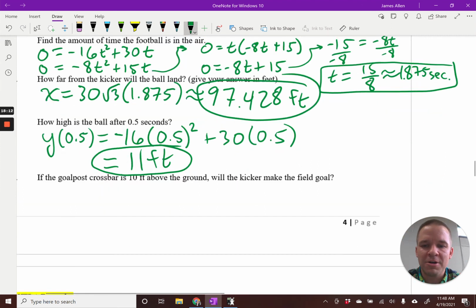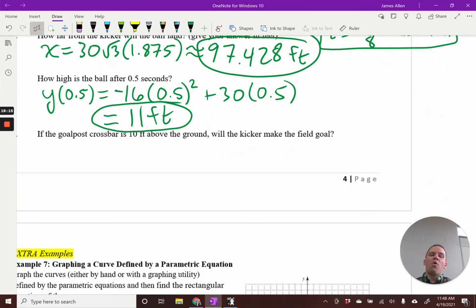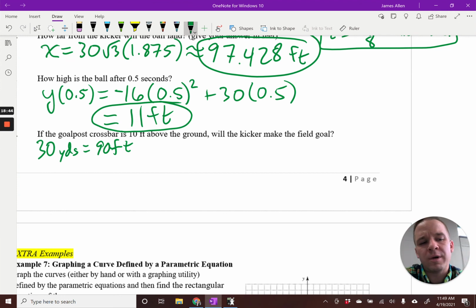Okay. Now, here's the real kicker. If the goalpost crossbar is 10 feet above the ground, will the kicker make the field goal? Well, that's a great question. And we got two equations here, a horizontal and a vertical. Now, if you remember back to the original problem, it was 30 yards away, or 90 feet. So let's think about how we want to figure this out. I know how far we need to kick it. I know what the height needs to be.